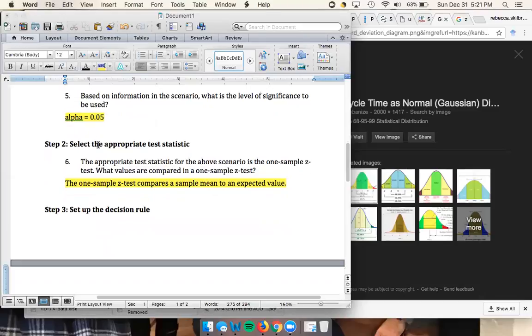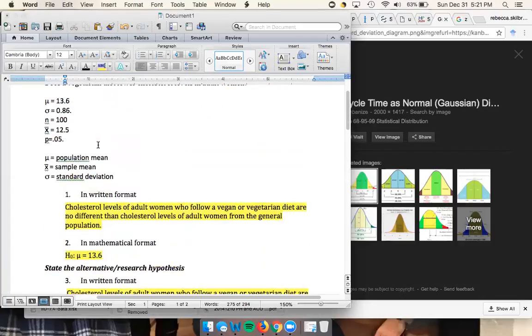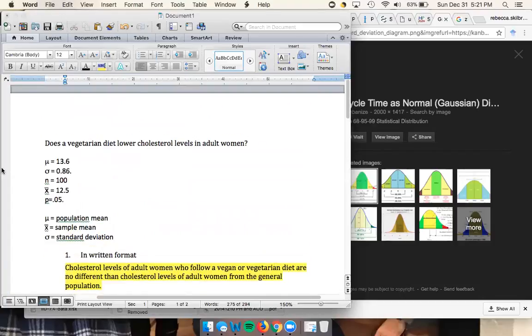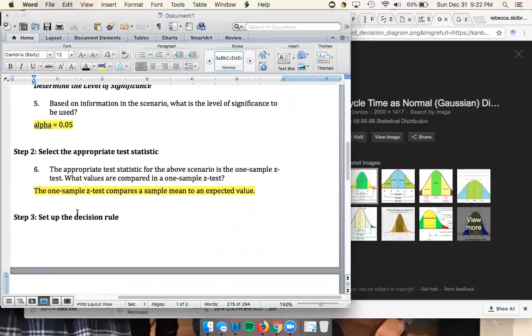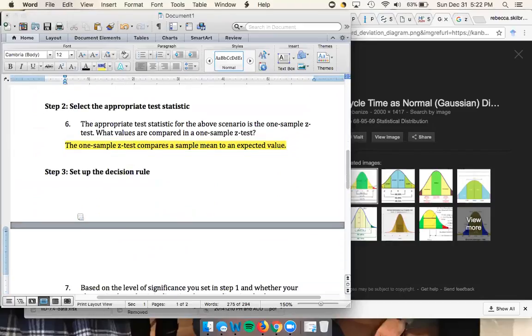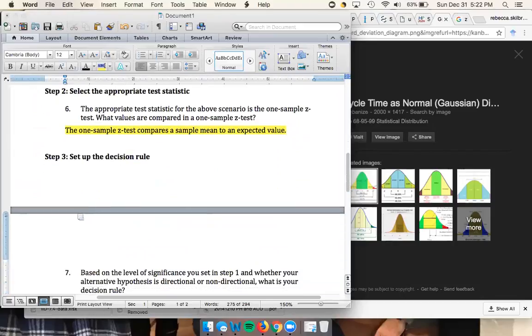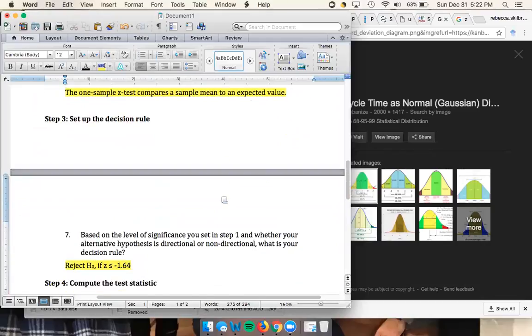Based on the information in this scenario, what is the level of significance to be used? We already discussed above here. It's going to be the p-value of 0.05 for this particular scenario, but you could use different p-values, right? So for the next step, we're going to describe what kind of test we're going to use, and for this example, we're using a z-test.